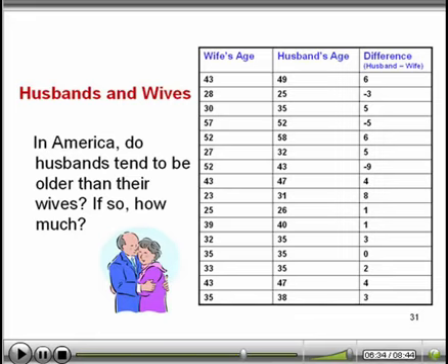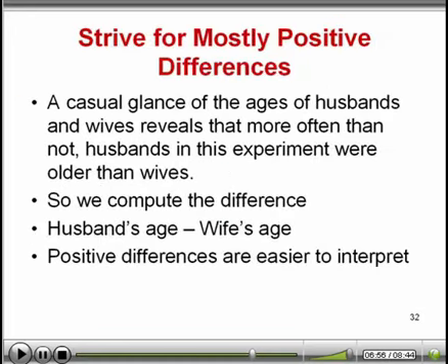First, notice the pairing. The basis for matching data here is not that observations are taken on the same person, but rather the matching criterion is husband and wife. We are clearly interested in the difference in age of a husband and his wife. Notice that the difference I computed were husband's age minus wife's age. I did this since for most couples the husband's age was larger than the wife's age, and positive differences are easier to interpret.